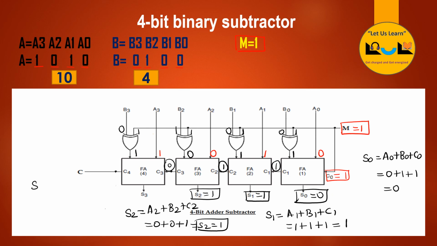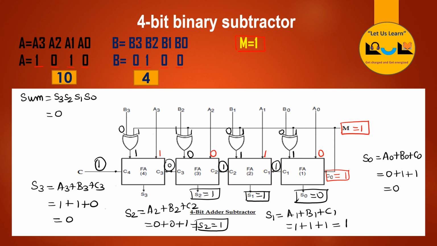Now we are going to find the S3. S3 is equal to A3 plus B3 plus C3. So A3 value is 1 and B3 value is 1 and C3 value is 0. So 1 plus 1 will get 0 and then carry will be 1. So here we will get the carry. Now sum is equal to S3, S2, S1, S0. So in the place of S3 we got 0. In the place of S2 we got 1. In the place of S1 we got 1. In the place of S0 we got 0.